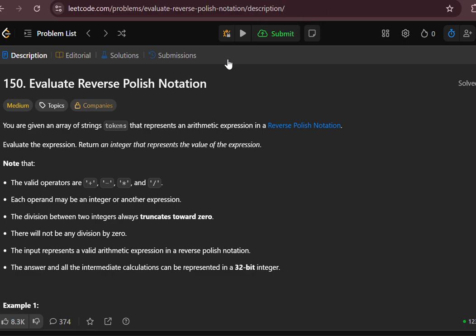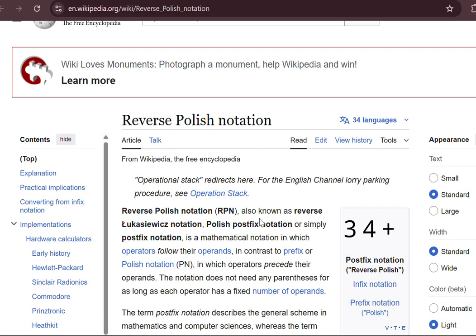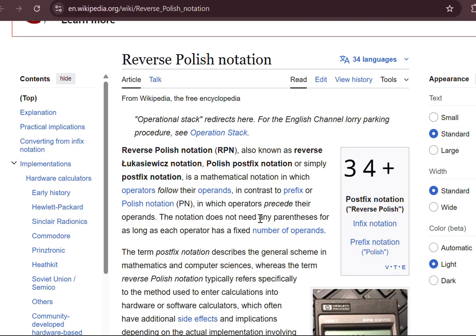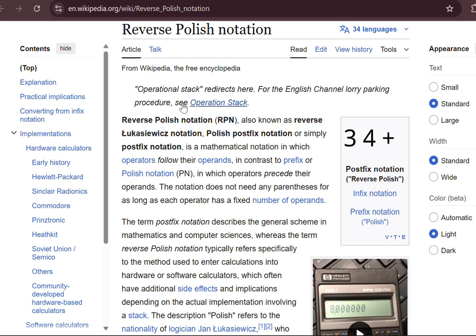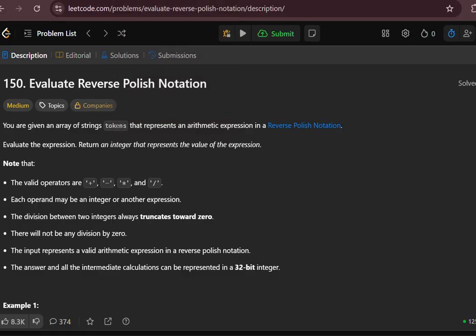Okay, guys, so here we are going to solve another question, Evaluate Reverse Polish Notation, from LeetCode 150. Reverse Polish notation actually means postfix evaluation. We can check the Wikipedia page to see what this means. Basically, it's postfix notation, just another name. So what is the problem saying?